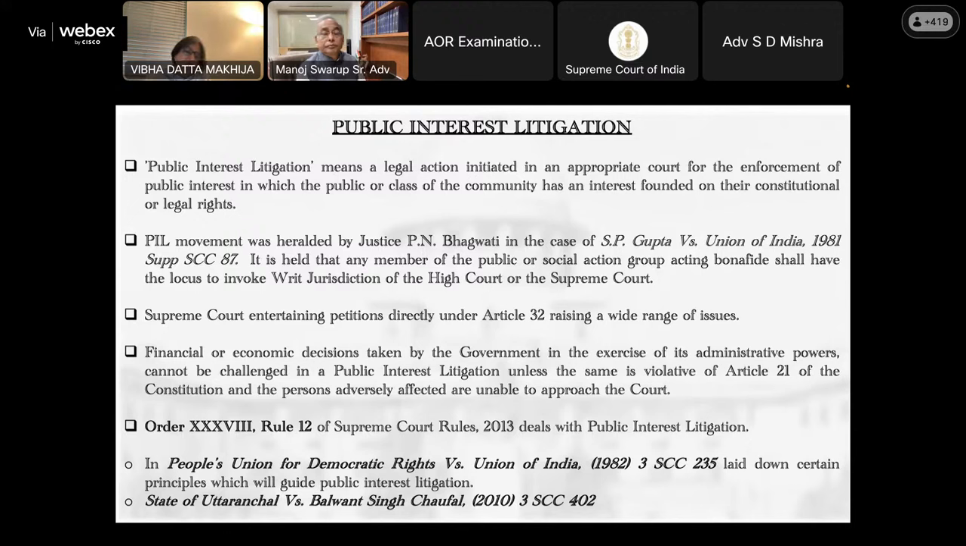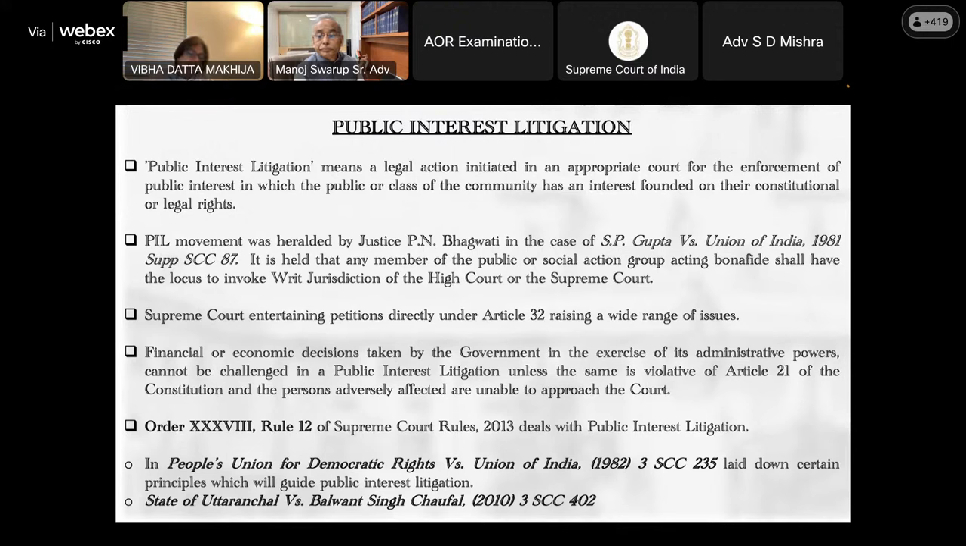So you will see on this slide that S.P. Gupta was the first case where Justice Bhagwati expanded the scope, and then the Supreme Court also entertains PILs directly, and basically what is the scope of PIL, what reliefs can be given in PIL, etc. You will have to see all the case law on PILs, where the Supreme Court has exerted its jurisdiction to grant relief, or where it has rejected to exercise its jurisdiction.